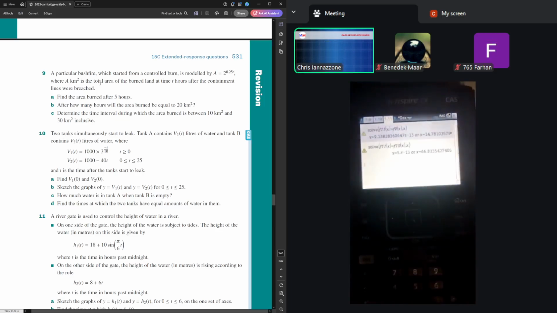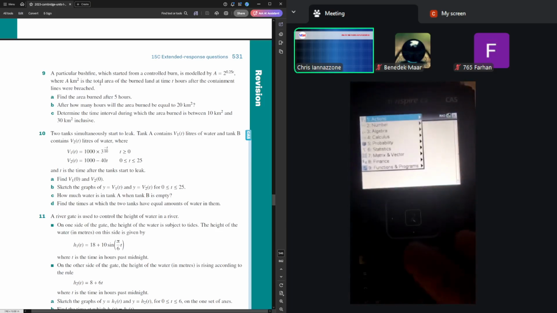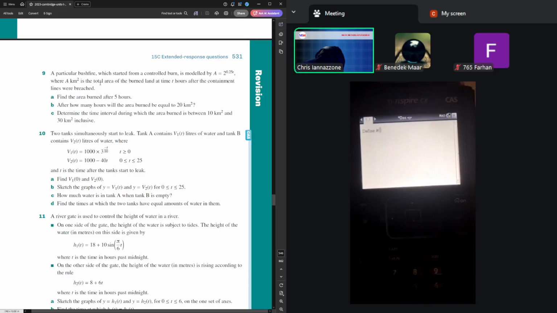Let me clear up the workspace on this, and we'll start fresh. Function equals 2 to the power of 0.25x. It said find area burned after 5 hours, so let's put in a time value of 5.